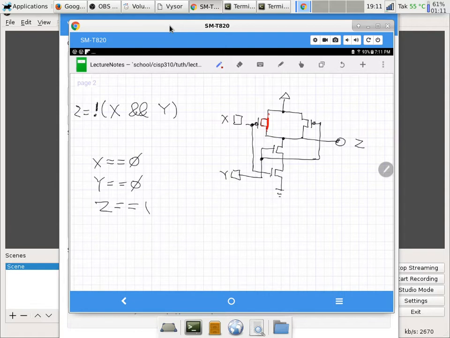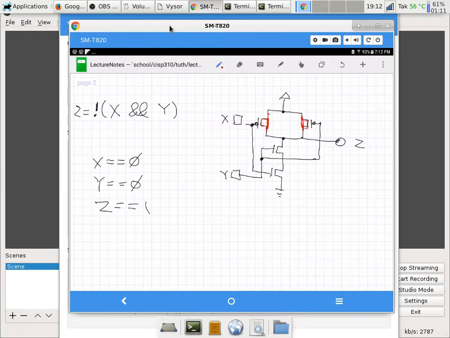Same argument applies to this transistor over here, okay? Because both inputs are low, and you can see how Y is connected to the gate of the second P transistor. So the second P transistor is also conducting, and therefore we have conductivity here. So are you okay? Because I'm explaining to you, so I got to make sure that you are okay with this explanation. Is that okay? Yeah. All right.